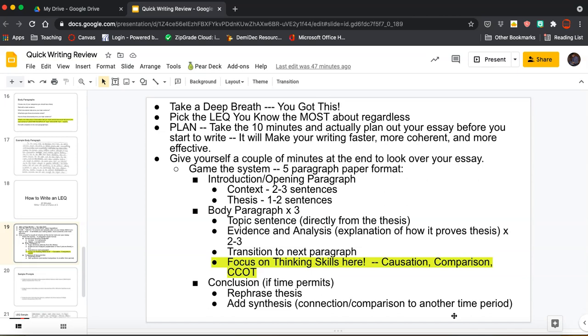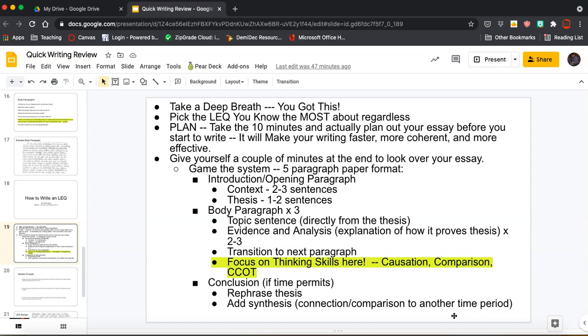Then your body paragraph, do 2 or 3 of those. All right, the more body paragraphs, the more complexity you can fit in there. Make sure that you start each one with a topic sentence that directly comes from the thesis, and evidence and analysis with facts. All right, you have to have about 2 facts per paragraph is a good rule of thumb. And then focus on thinking skills.